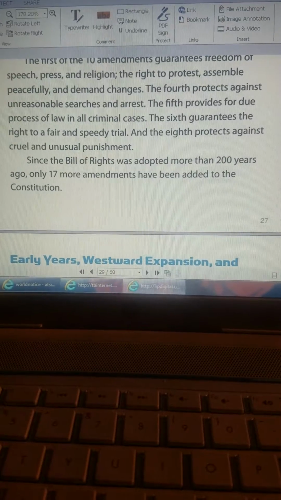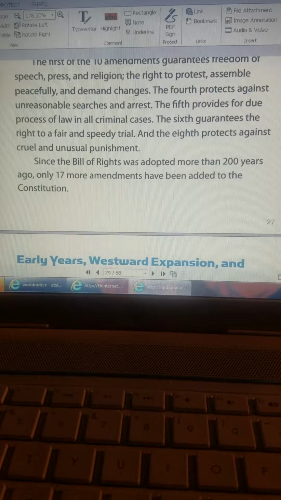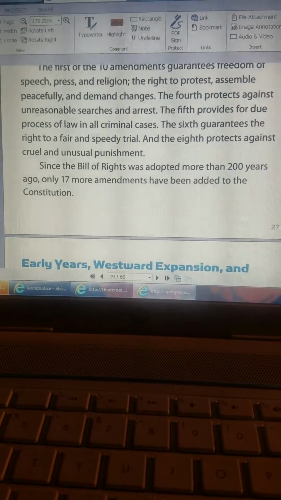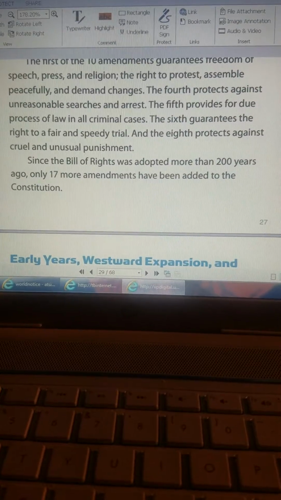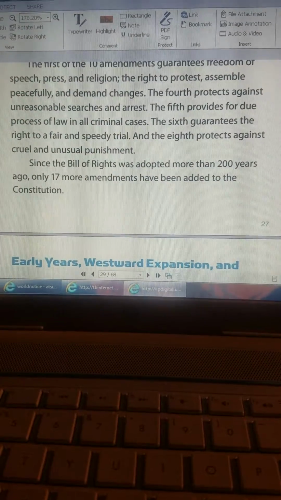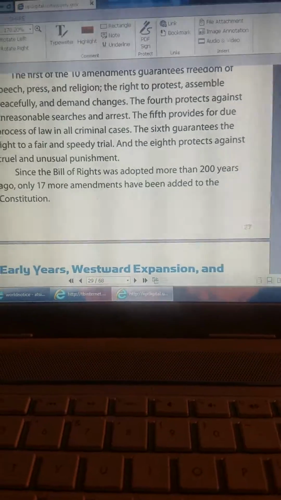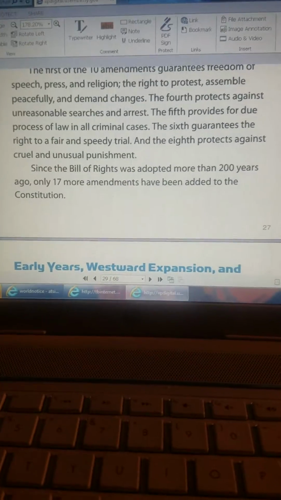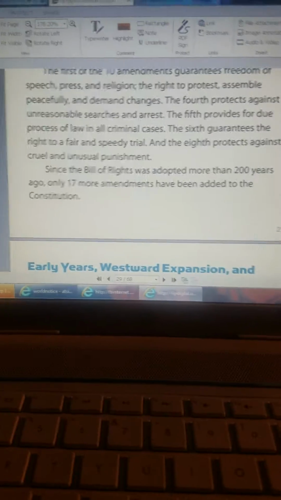The fourth protects against unreasonable searches and arrests. The fifth provides for due process of law in all criminal cases. The sixth guarantees the right to a fair and speedy trial. And the eighth protects against cruel and unusual punishment. Since the Bill of Rights was adopted more than 200 years ago, only 17 more amendments have been added to the Constitution.